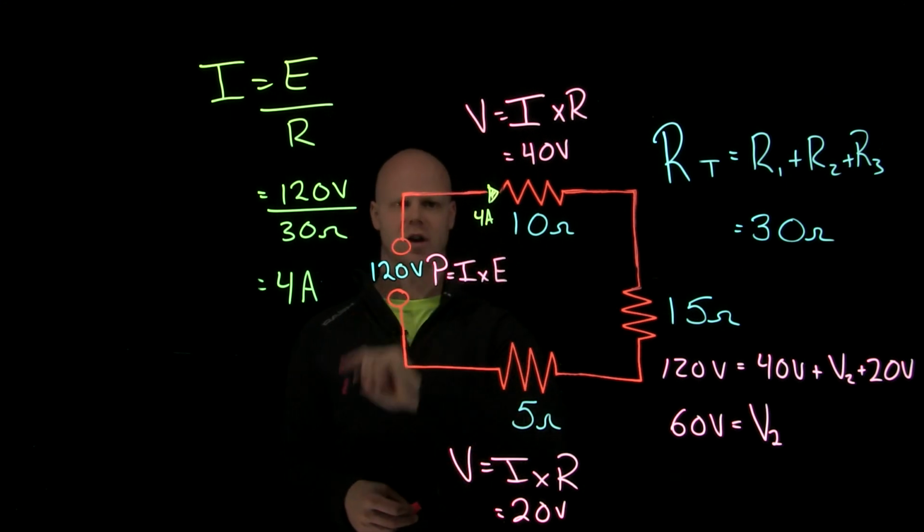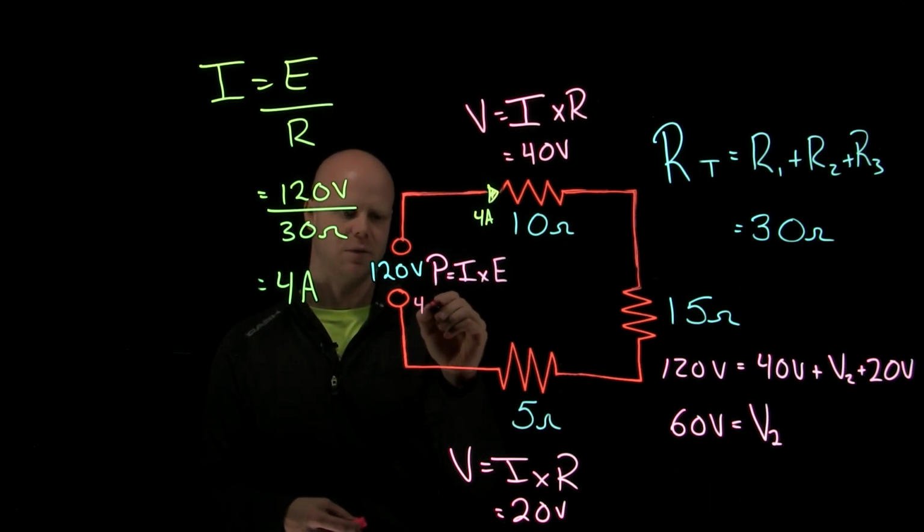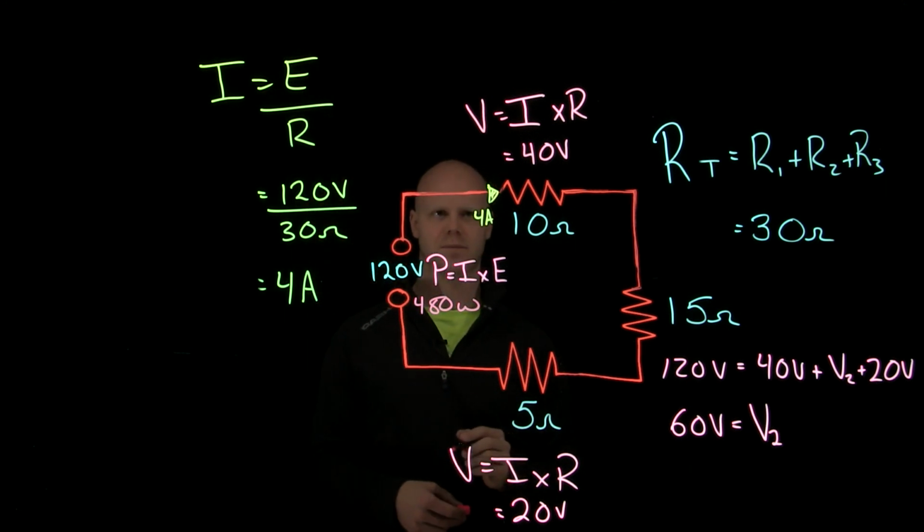So my total current in this circuit was 4 amps. The voltage is 120 volts. So I know my watts of my circuit will be 480 watts.